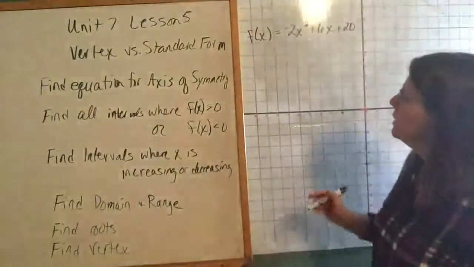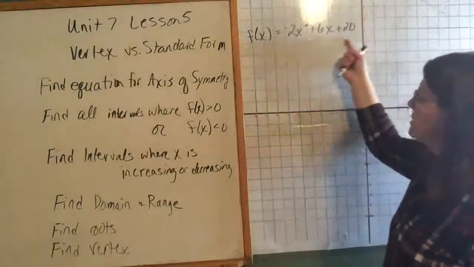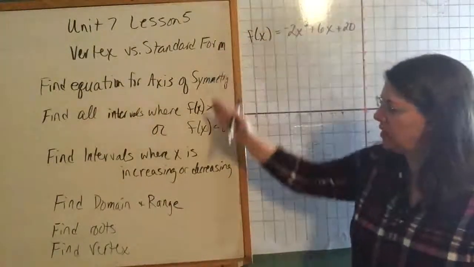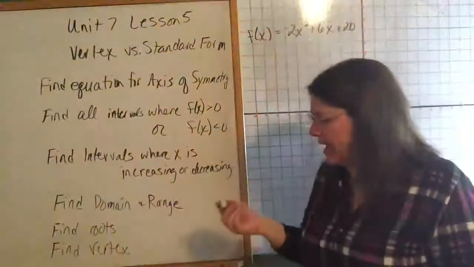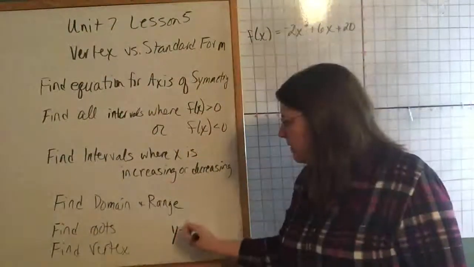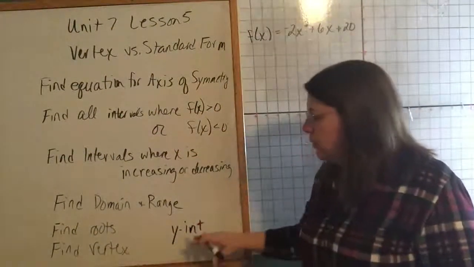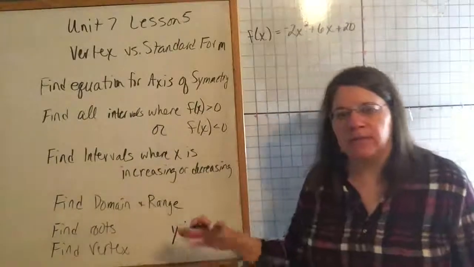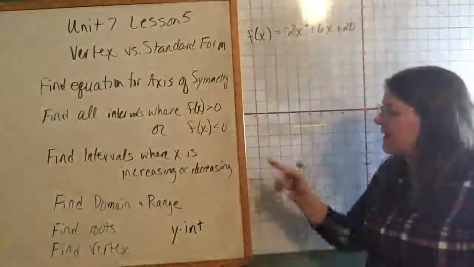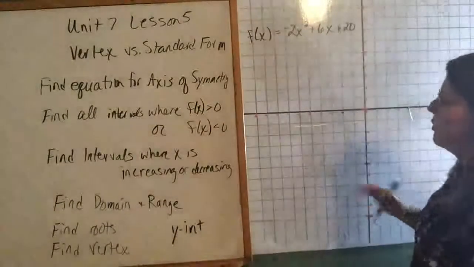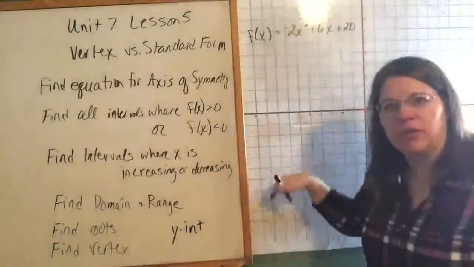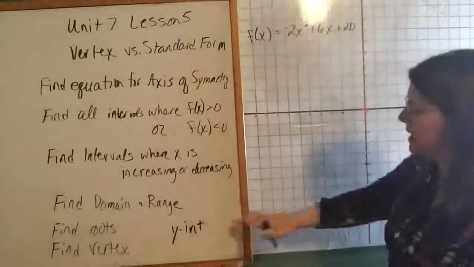For this one, I'm giving you the equation in standard form and I want you to find all of this information. Another thing they will ask you to do sometimes is to find the y-intercept. And to find the y-intercept, it's definitely easier if it's in standard form. I didn't talk about that with the last example. I don't think we could see where it crossed here, so we didn't really use that in that case.